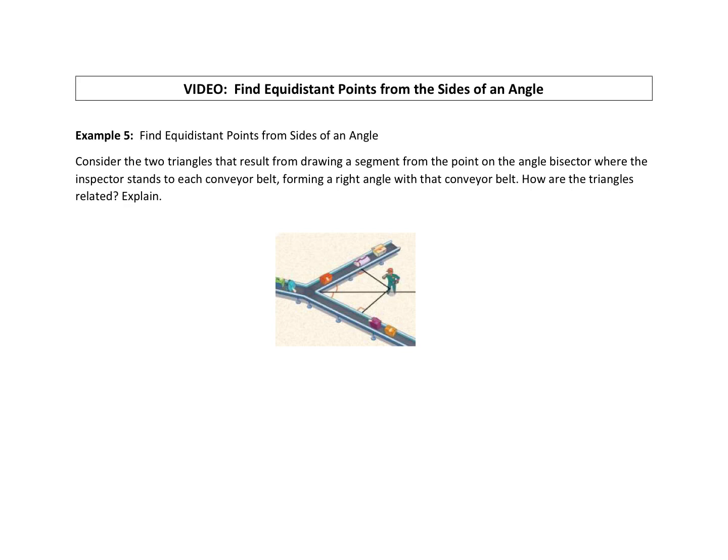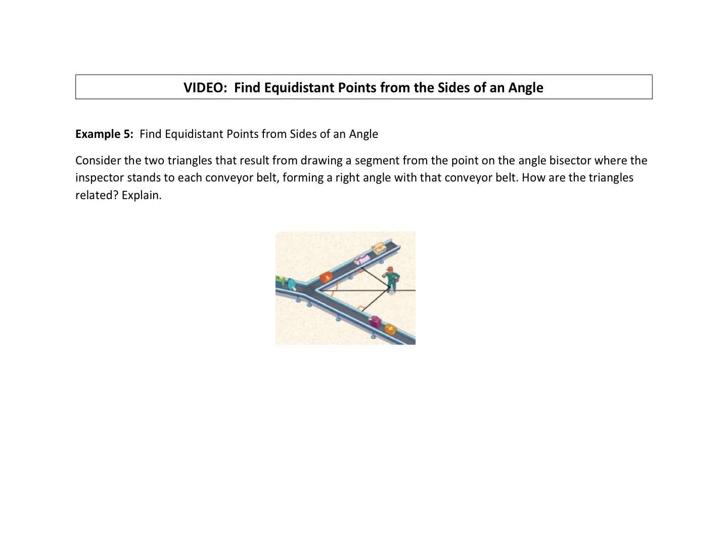All right, we are going to take a look at example 5. Find equidistant points from sides of an angle. We've got a question here. We're actually going to come back to that. I'm going to show you guys a visual of this conveyor belt. So here it is.